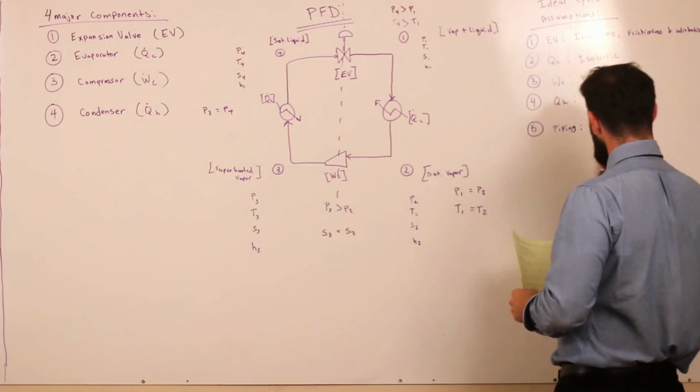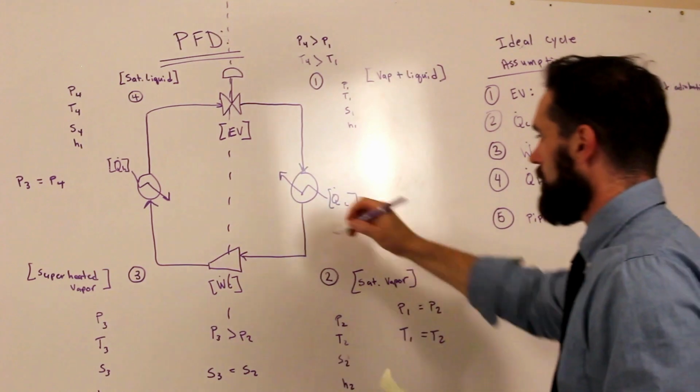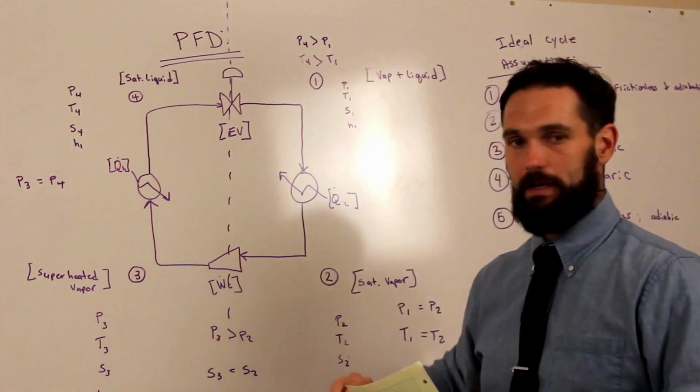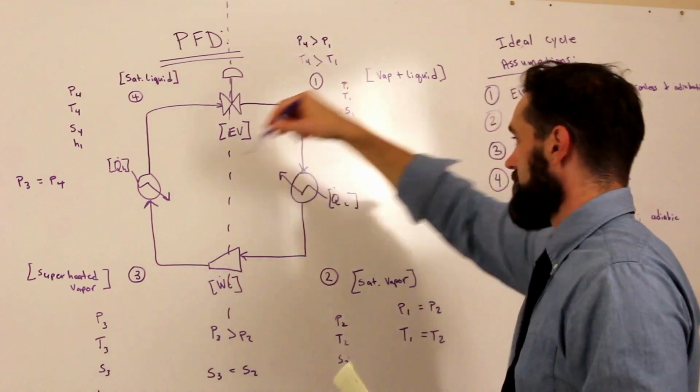The other assumption that's baked in here into this piping is that it's adiabatic. And all we're getting at on the adiabatic portion is that there's no heat transfer happening on these pipes. The only heat transfer that's happening is in the exchangers, okay?